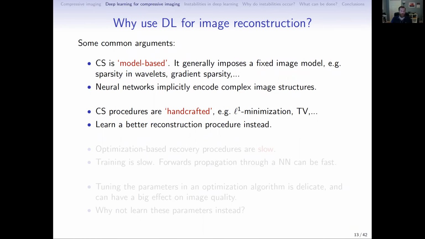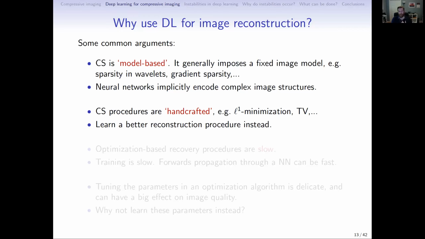The second argument is that compressed sensing procedures are generally, in inverted commas, handcrafted. What's meant by that is that once you have a model, such as sparsity in wavelets or sparsity in gradient, then you have to design a functional that exploits this structure. So for instance, L1 minimization or TV minimization. And this is where things can get difficult.